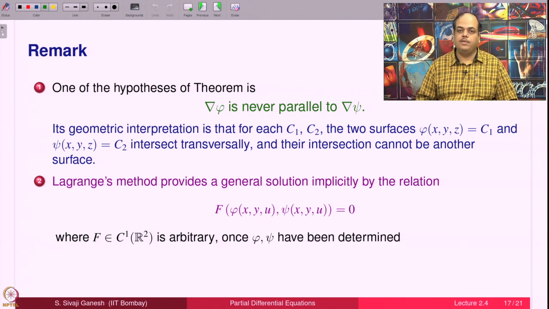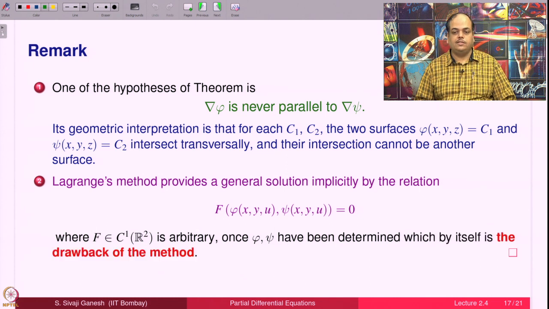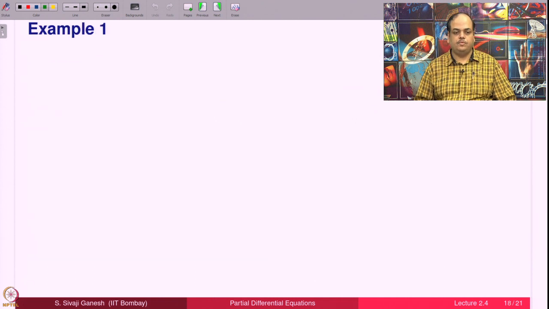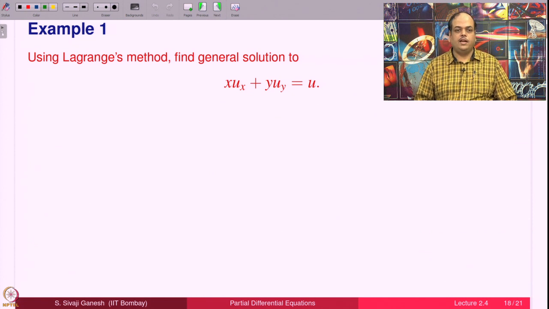Once phi and psi have been determined, this is where the catch lies. This itself is the drawback of the method, finding phi and psi. Let us look at an example. Using Lagrange's method, find general solutions to this PDE: x u_x plus y u_y equal to u.